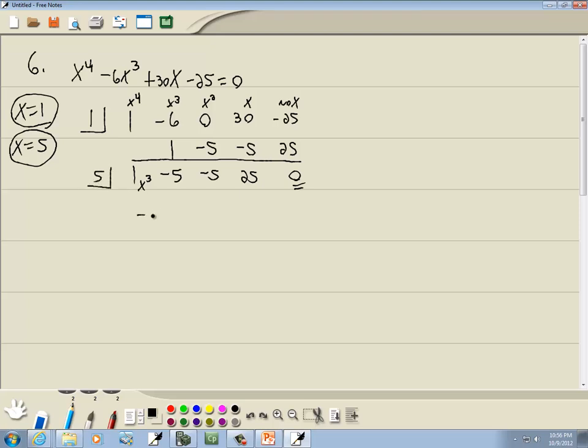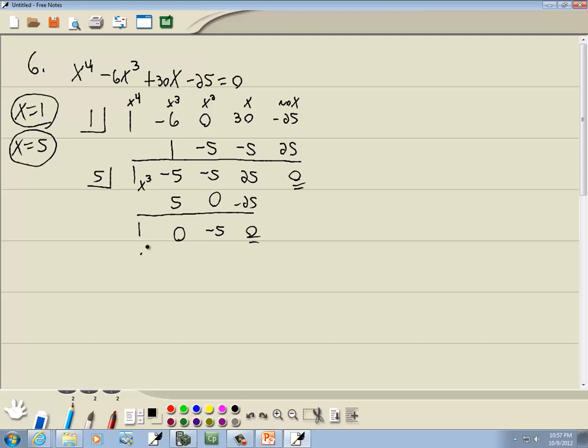So we'll continue on. Plug in the 5. So I'll add. Multiply. You take 5 times 1. Gives you 5. Add. Negative 5 plus 5 is 0. 5 times 0 is 0. Add, multiply, add, and we get another 0. Again, there's no choice here. The calculator told you it is one of your answers. You have to get a 0 there.